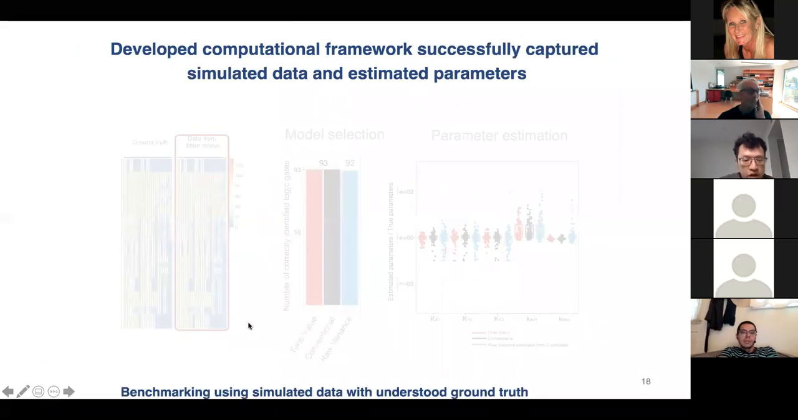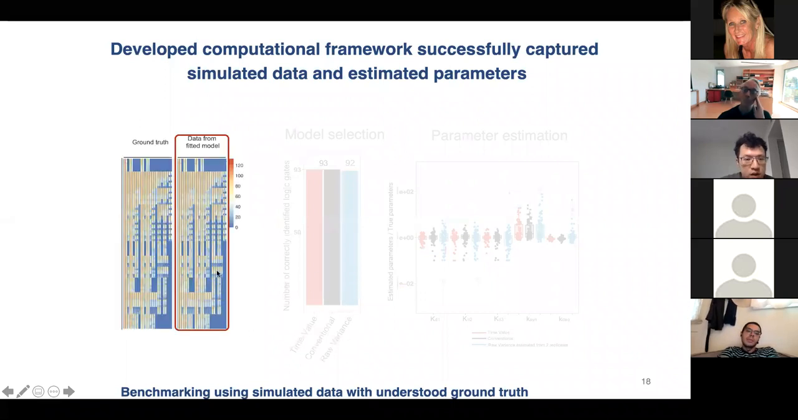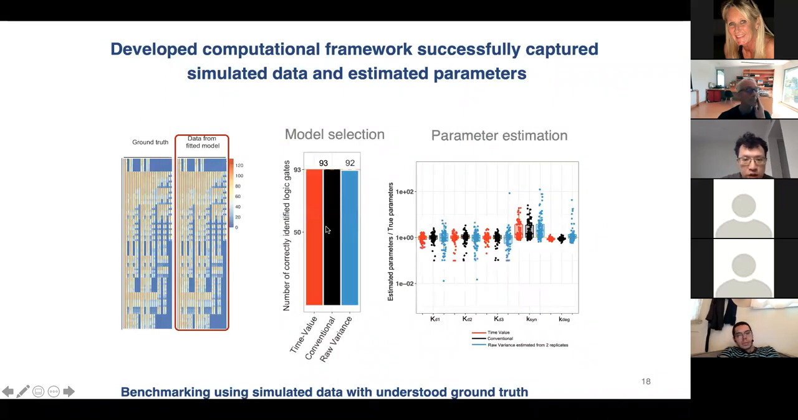And here again we use simulated data to benchmark this pipeline. And you can see the data from the fitted model can well capture the ground truth. And if we compare the time-volume model to the other models, we can see the time-volume model can identify all 93 gene regulatory logic gates. And the time-volume model can well constrain the parameters within a twofold range.